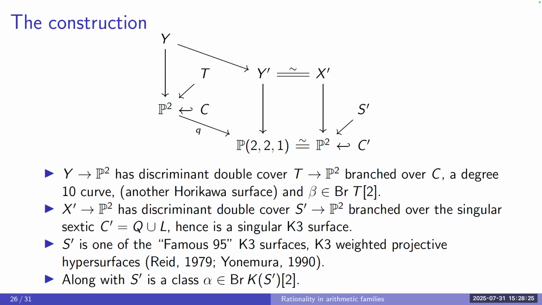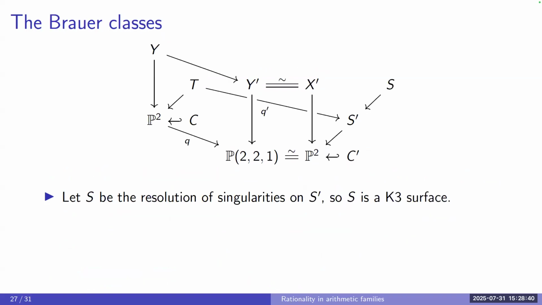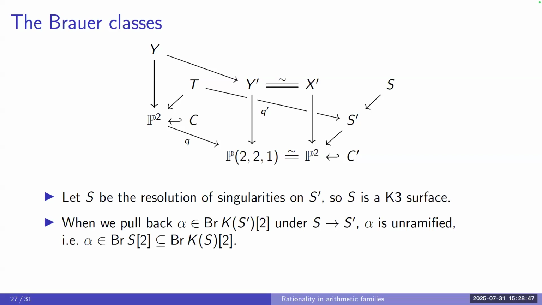Okay, and so along with this singular K3 surface, I get a Brauer class, but again, now it's only in the Brauer group of the function field. It's because I have these singular points, the class doesn't have to be unramified. Okay, but I can resolve singularities to get an honest K3 surface. And you can check that when you pull back the Brauer class under this resolution of singularities, it really is unramified on the smooth K3 surface. Okay, so I get an honest Brauer class in the Brauer group of S when I pull it back.